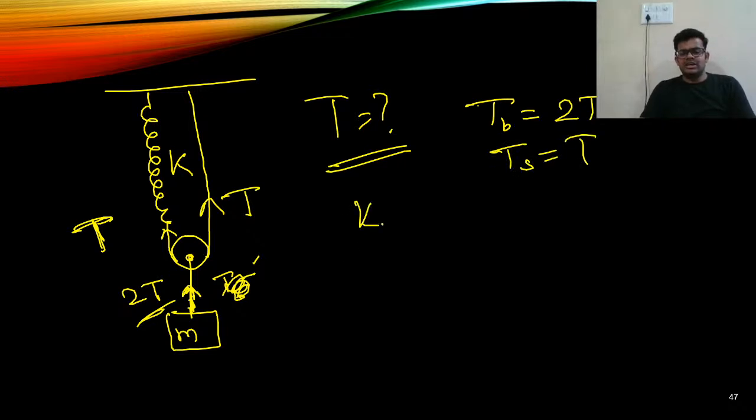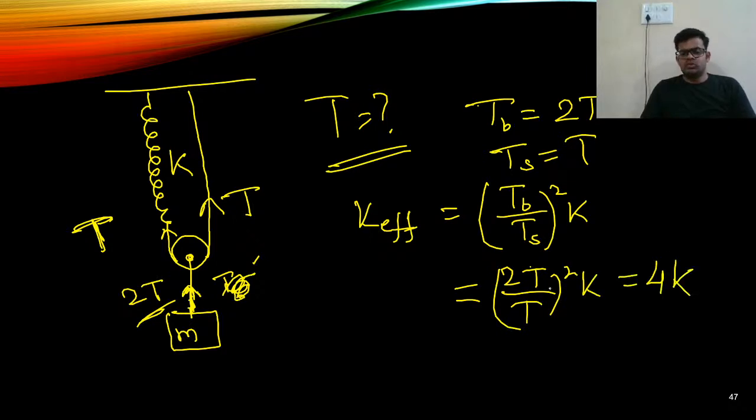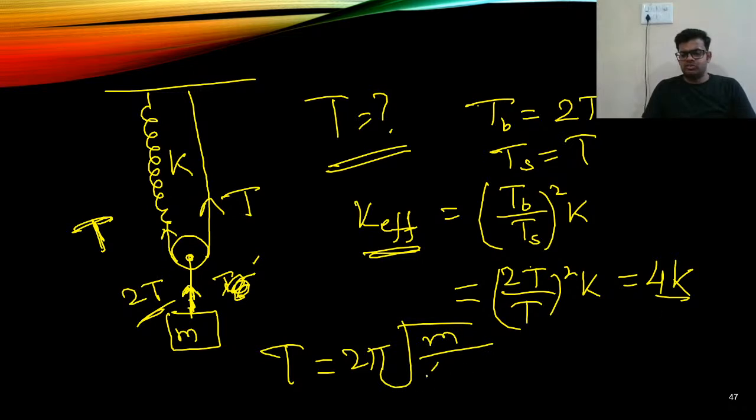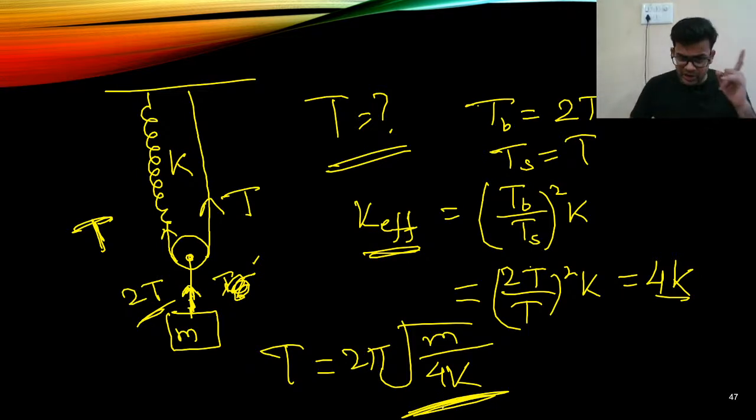So let us find K effective. K effective will be equal to T block upon tension on spring, whole square, into K of spring, meaning the spring constant of the spring. Let us put in the values. You will get (2T divided by T) whole square into K. So this will be 4K. So we are getting the effective K, that is 4K. The time period is 2 pi under root of M by K effective, and K effective is 4K. So my dear friends, this is the answer for this question: T is equal to 2 pi root of M by 4K. So this was the short trick I wanted to explain to you. Very, very important. You will never get this trick.